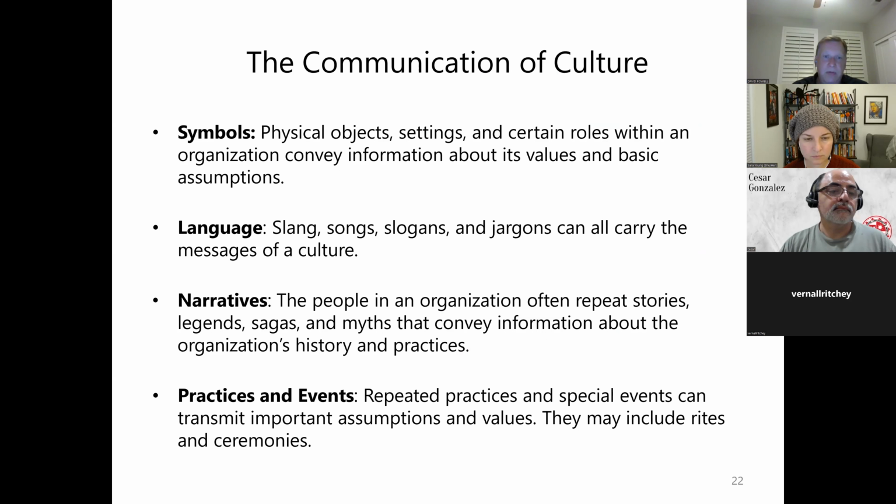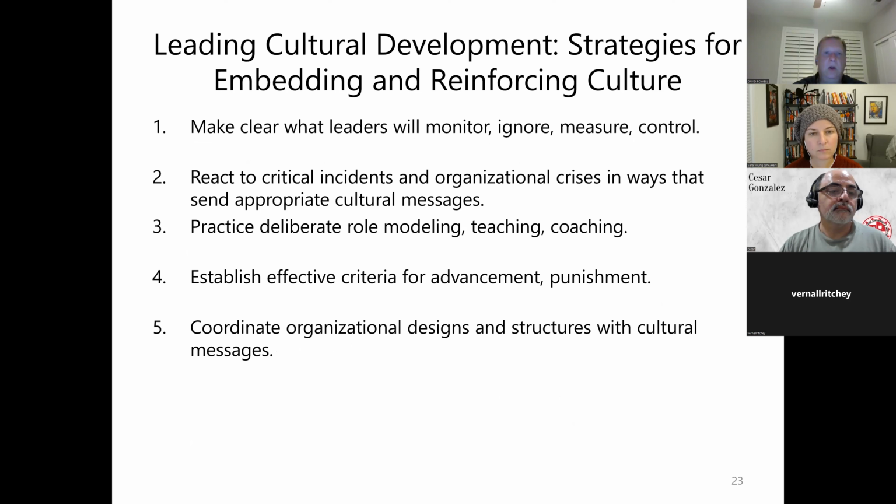Culture can also be conveyed through practices and events. So when you have special events or repeated events, like employee of the week events or luncheons and things like that, that will then show employees what is valued in the organization. That will then communicate culture. So transformational leaders who really do want to embed a culture into their organization or reinforce an existing culture can do it in a variety of different ways.